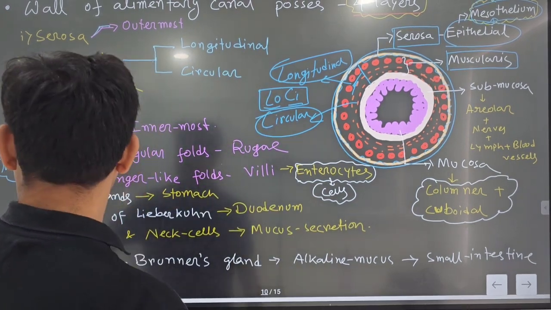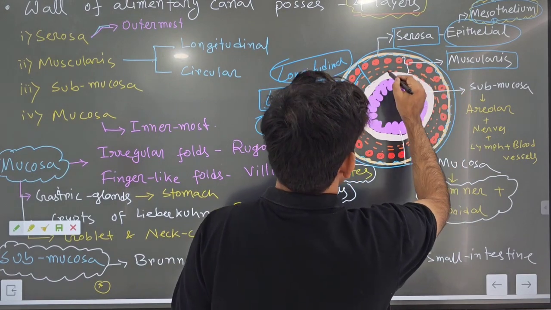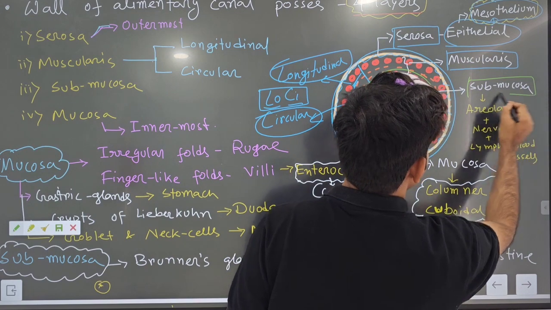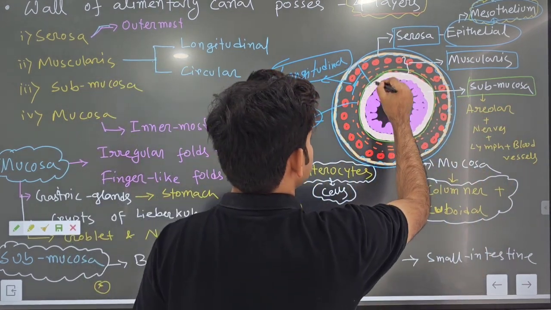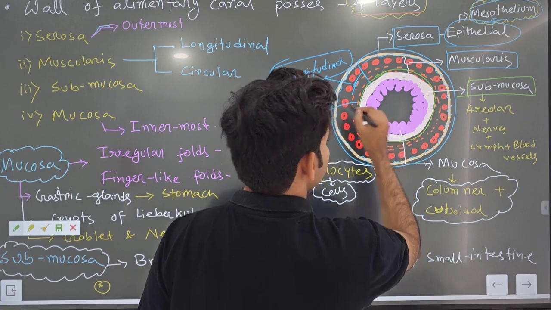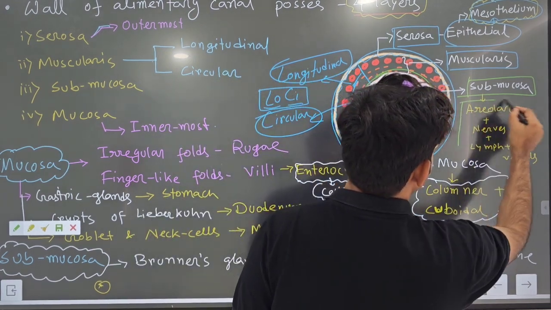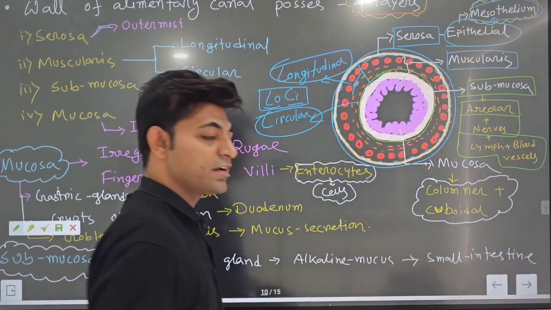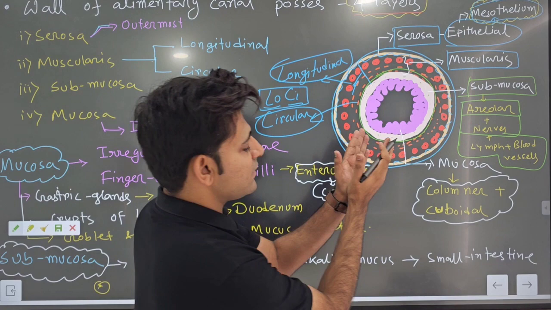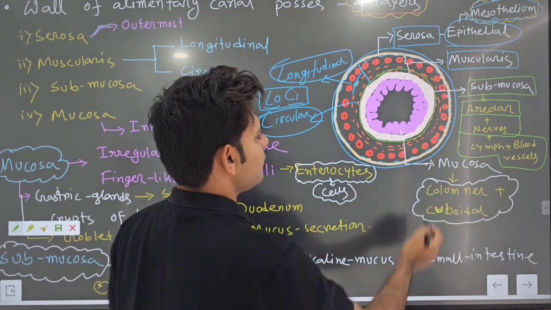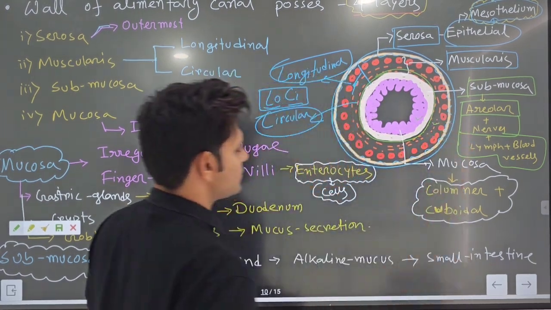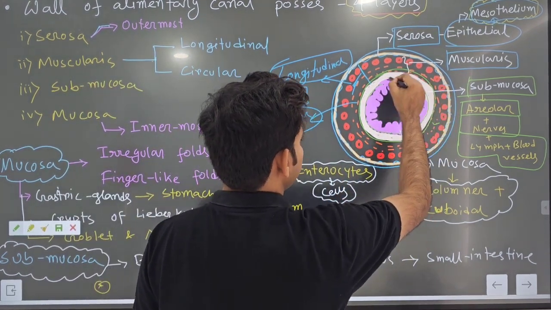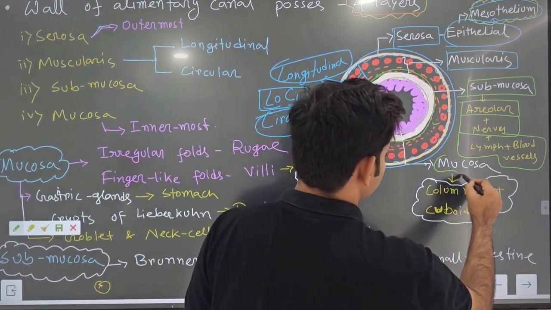Now next, below the muscularis layer we have a submucosal layer. Now what is this submucosa? Submucosal layer is actually made up of areolar tissue, nerves and some lymph and blood vessels. Connective tissue will be there. Submucosa is the layer which attaches the underlying mucosal layer and the muscularis layer. Below the submucosa we have a layer which is full of epithelial cells called mucosal layer.